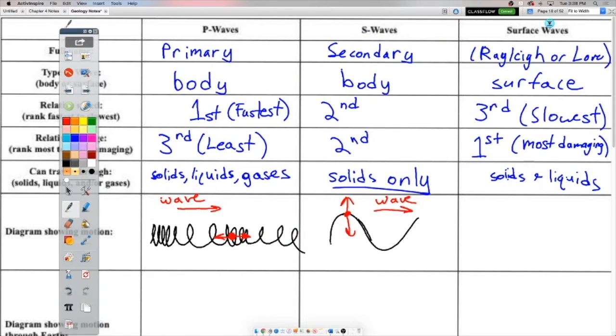Surface waves depend on the type, if it's Rayleigh or Love. Again, you don't really need to know this, but essentially for Love, you have a snake, kind of side to side like this. For a Rayleigh, you actually have kind of a rolling motion. So it kind of looks like that.